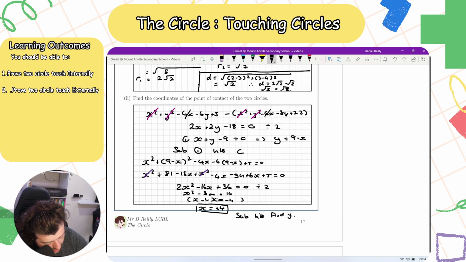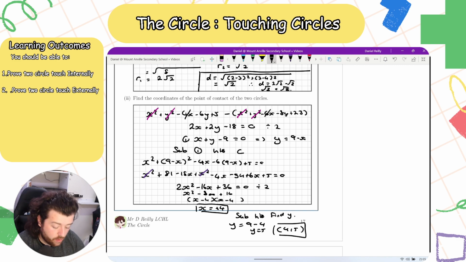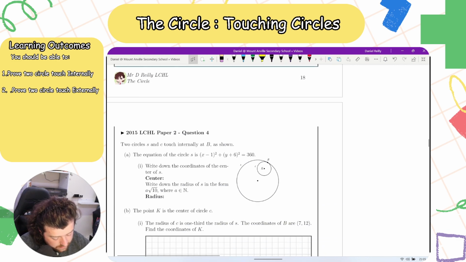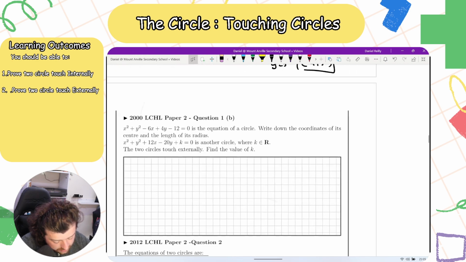So to find y, I'm going to have y is equal to 9 minus 4, y is equal to 5. So my point of intersection is (4, 5). How fun was that? Let's look at another one here.